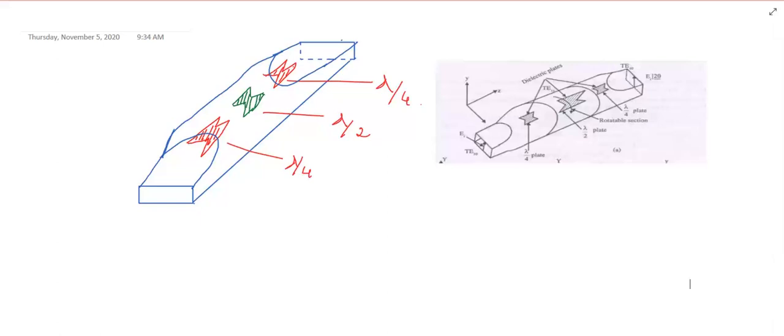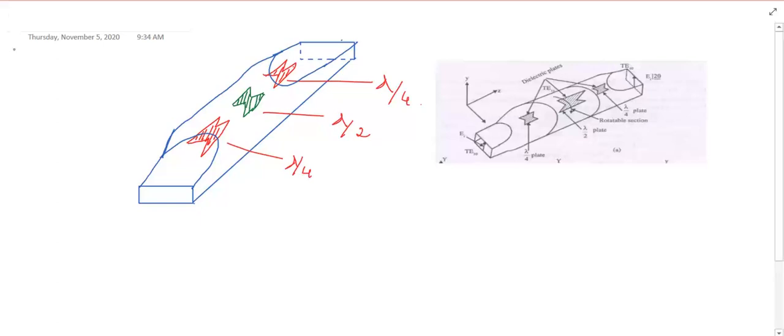In our last video, we started with our passive devices, and the two types of passive devices, the connectors and the attenuators, we have already seen. As I have told, in the next video we'll start with the phase shifter.